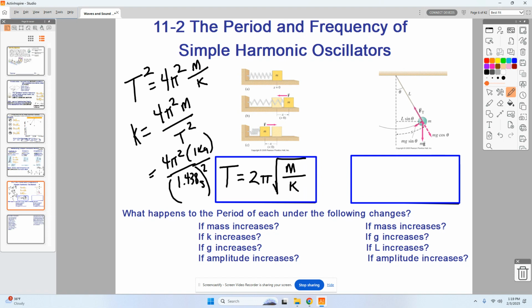Nice and loud for me. Well, I don't know if I did it right. 19. 19. Okay, I did it right. Okay, 19. Now, what would that be? It'd be kilogram per second squared. You guys see that that's what that unit would turn into? Do you guys agree? Kilograms per second squared?